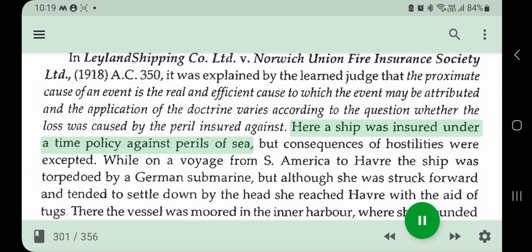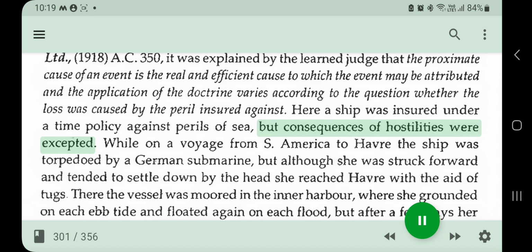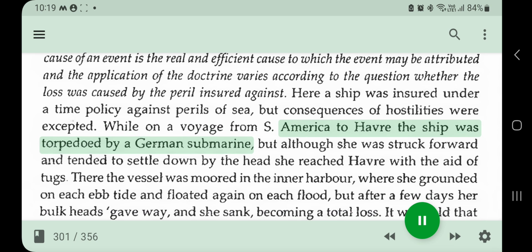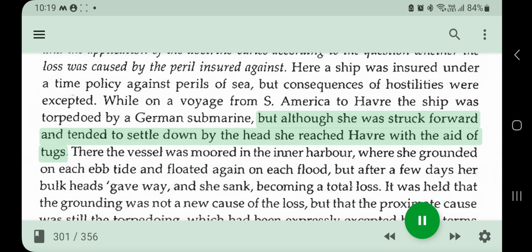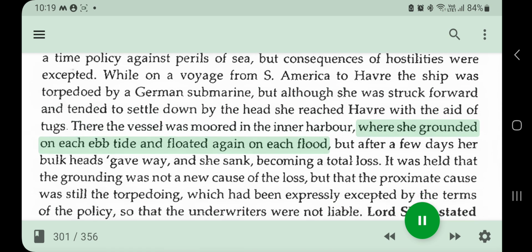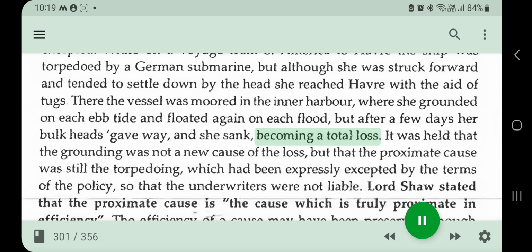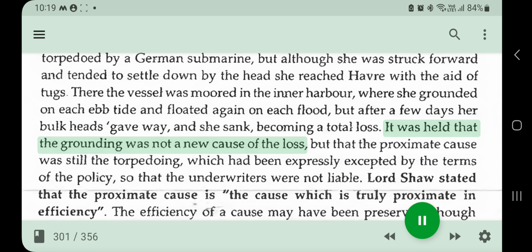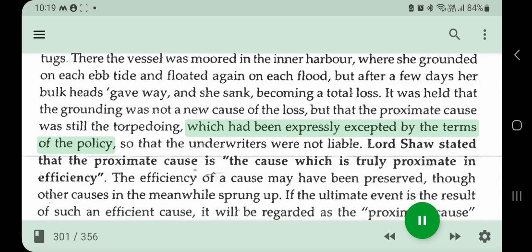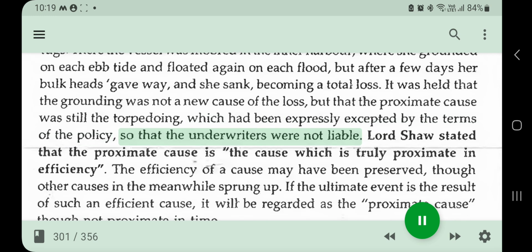Here a ship was insured under a time policy against perils of sea, but consequences of hostilities were excepted. While on a voyage from South America to Havre, the ship was torpedoed by a German submarine, but although she was struck forward and tended to settle down by the head, she reached Havre with the aid of tugs. There the vessel was moored in the inner harbor, where she grounded on each ebb tide and floated again on each flood, but after a few days her bulkheads gave way, and she sank, becoming a total loss. It was held that the grounding was not a new cause of the loss, but that the proximate cause was still the torpedoing, which had been expressly excepted by the terms of the policy, so that the underwriters were not liable.